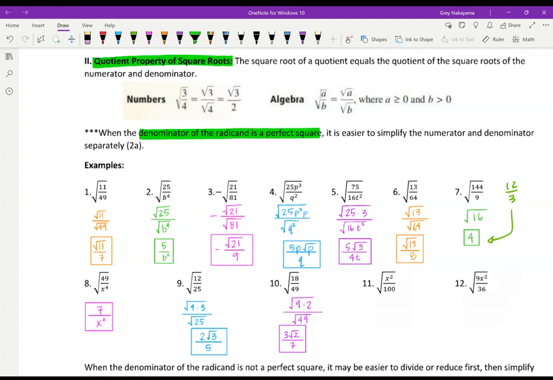Number 11, square root of x squared over 100 is, of course, the square root of x squared over the square root of 100. A lot of talking, y'all. So what's the square root of x squared? X. What's the square root of 100? 10. So it's just x over 10.